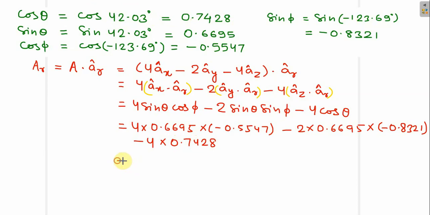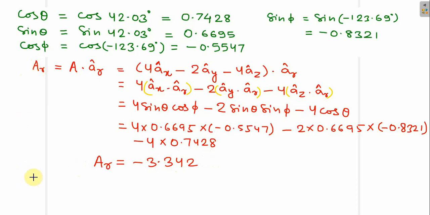Okay, so now if you solve all this, then you will get the final answer of minus 3.342. Okay, so this is your AR, meaning the component of vector A along the AR direction. This is AR. Okay, fine. While writing it in vector form, we will put a unit vector in the direction of R also, but that is further on. Now what is A theta?